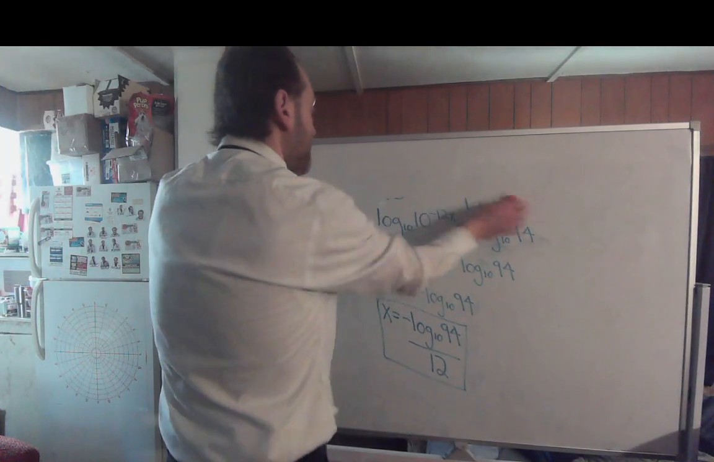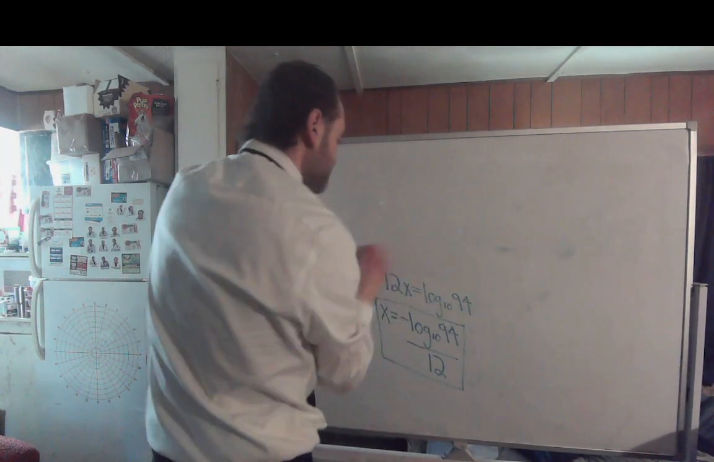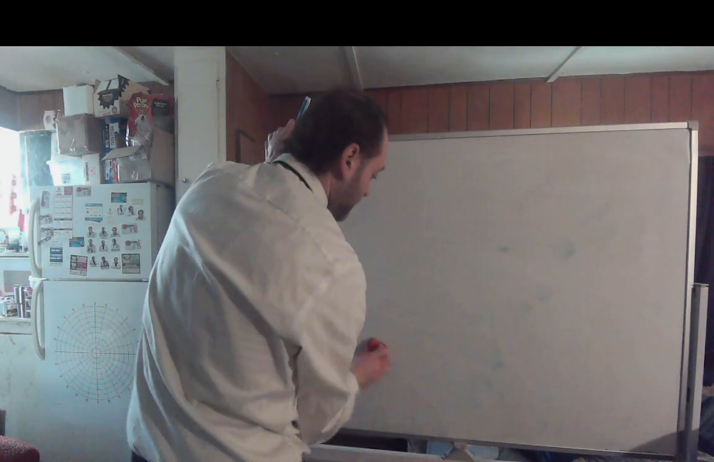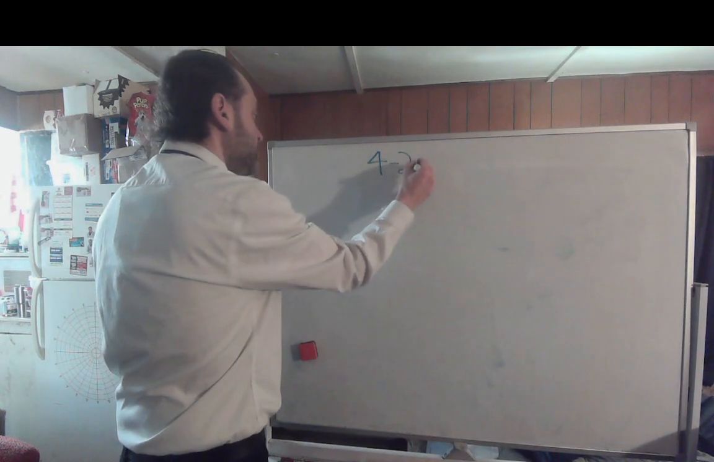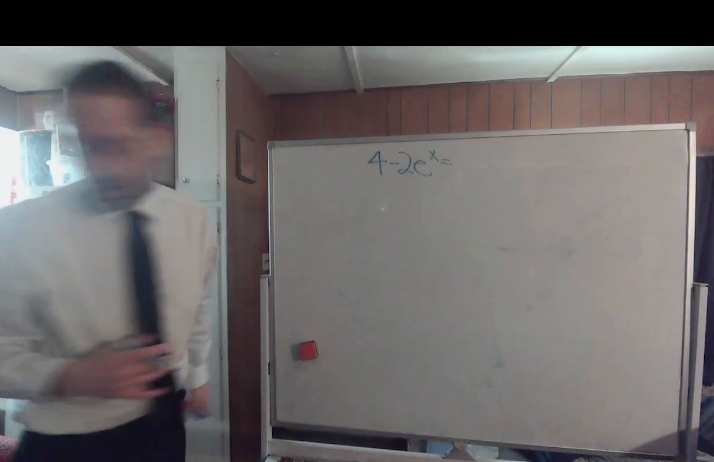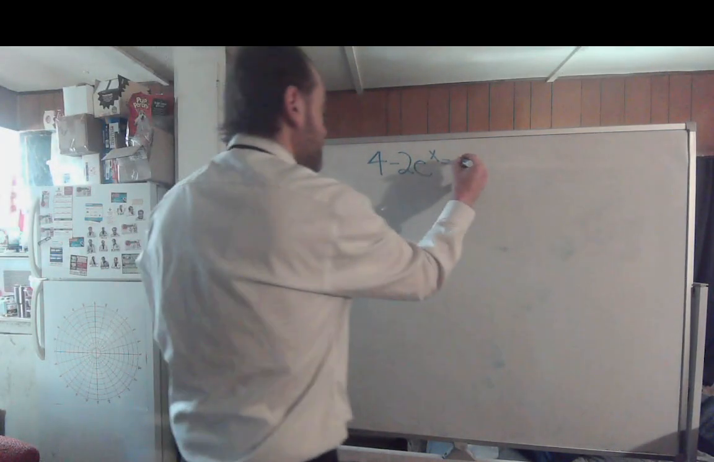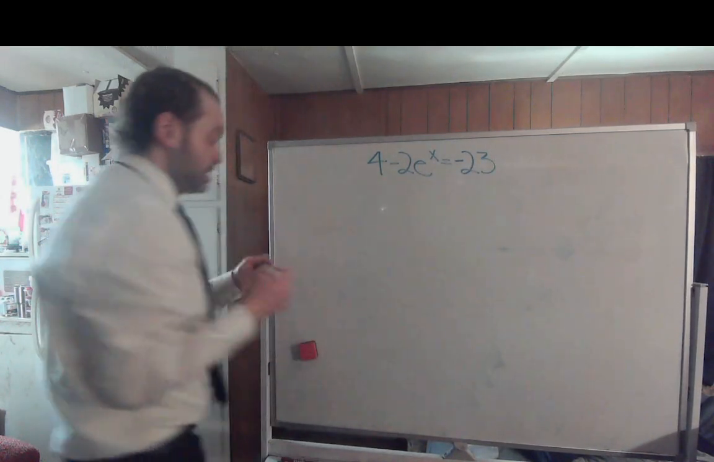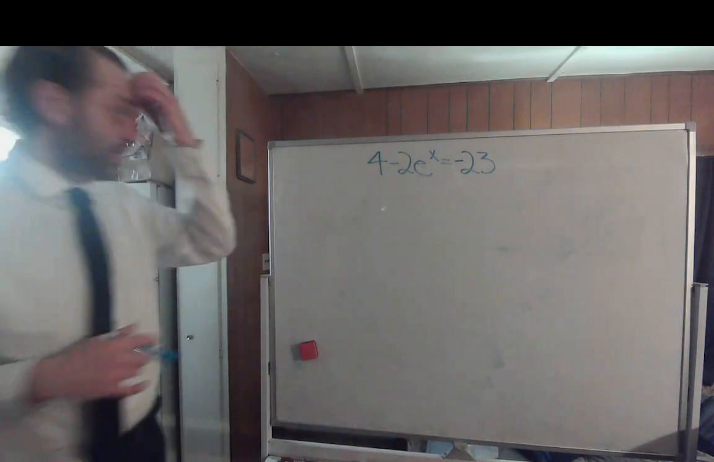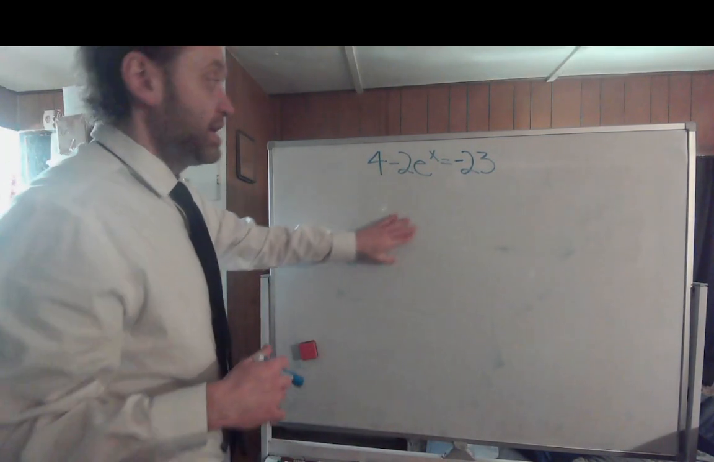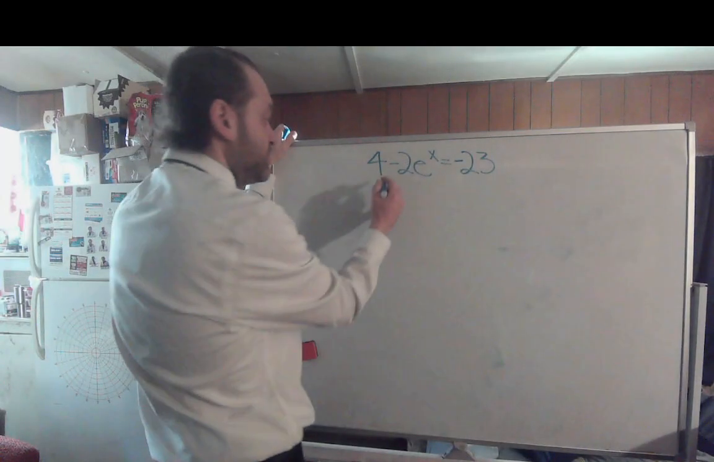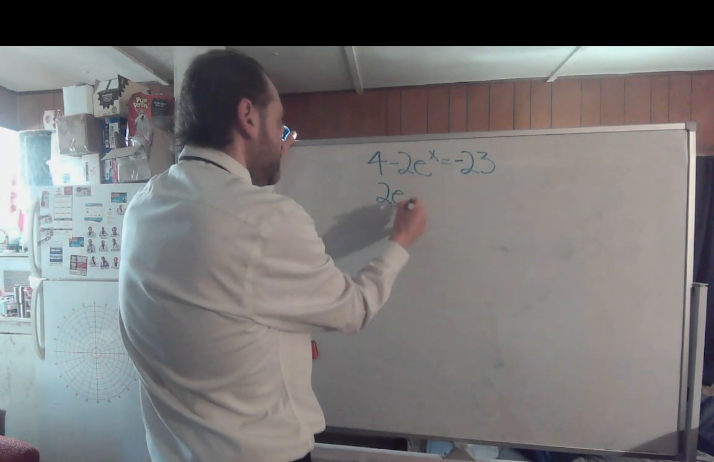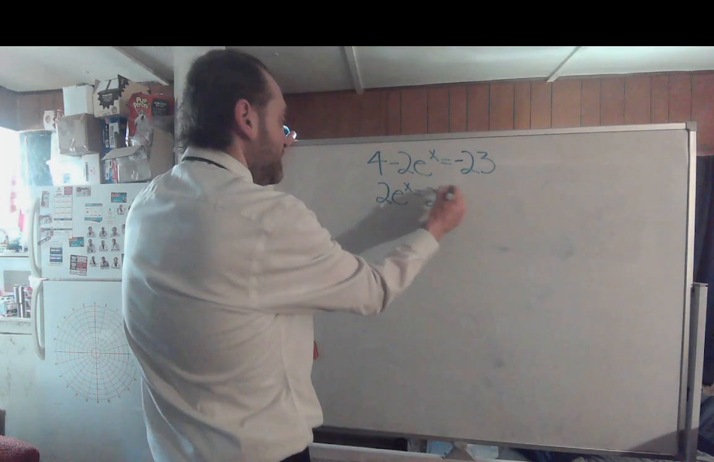I have 3 more. All right, 4 minus 2e to the x equals negative 23. Well, let's get that negative 2e to the x by itself. Actually, let's switch them around. Let's get the 2e to the x by itself. If you do that, you would end up getting 2e to the x would equal 27.